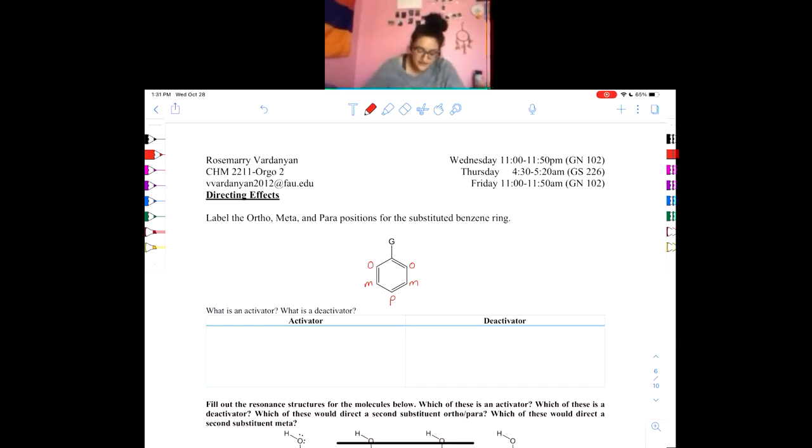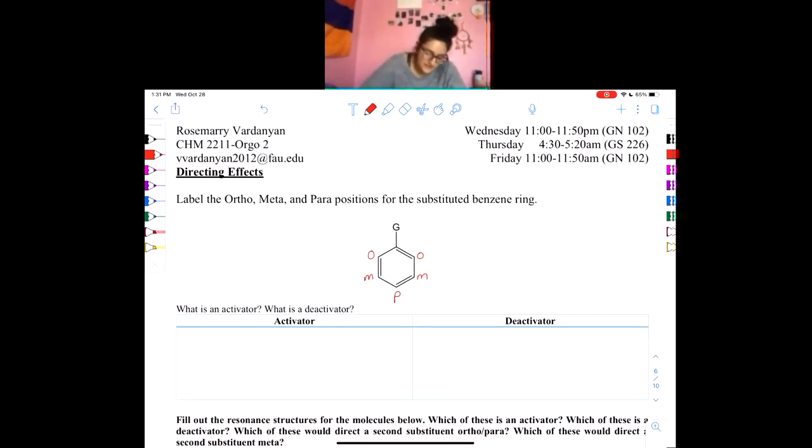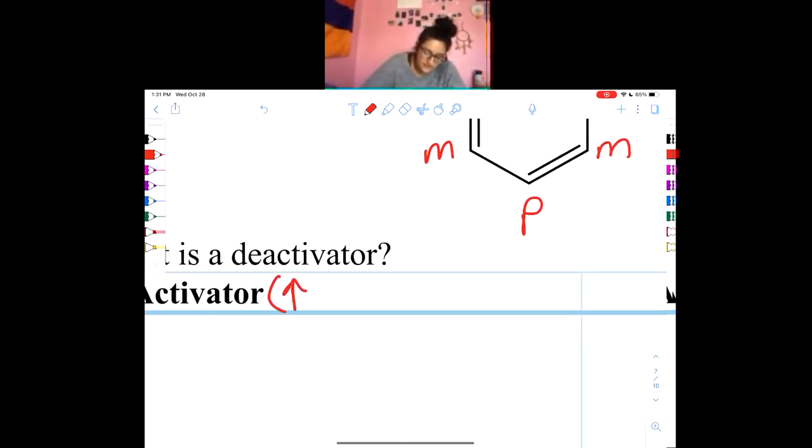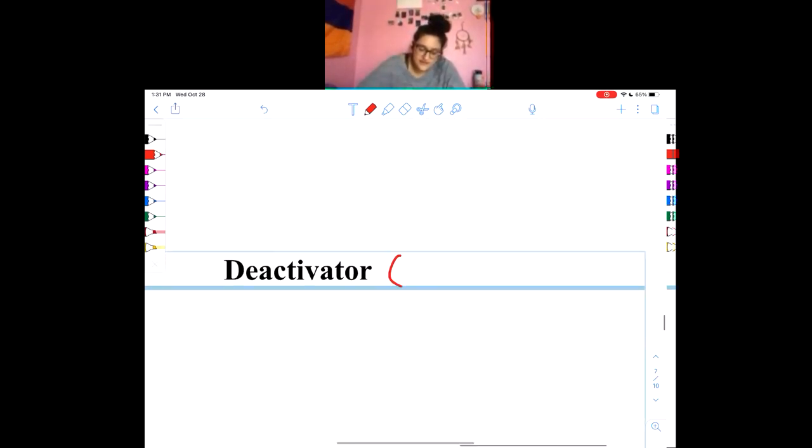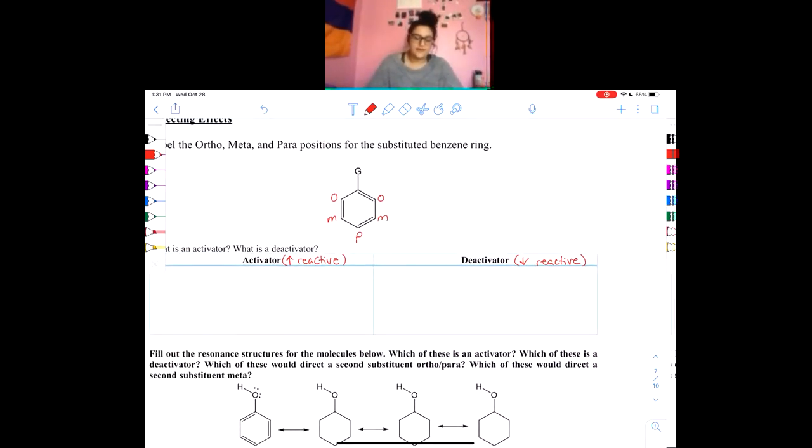So an activator makes the benzene ring more reactive versus the deactivator makes it less reactive, which means an activator makes the ring more likely to be substituted again, and the deactivator makes it less likely to be substituted again.